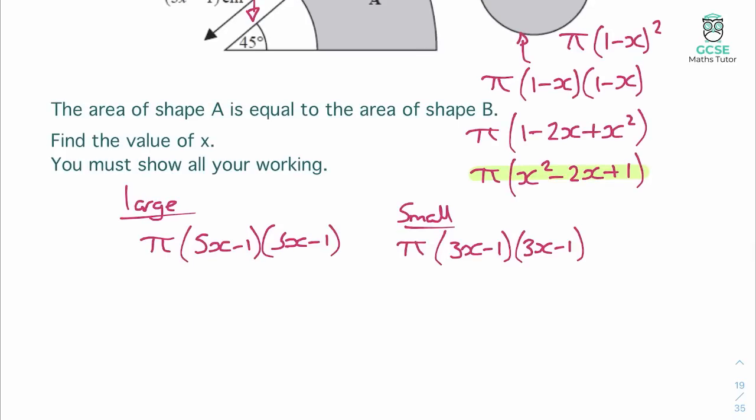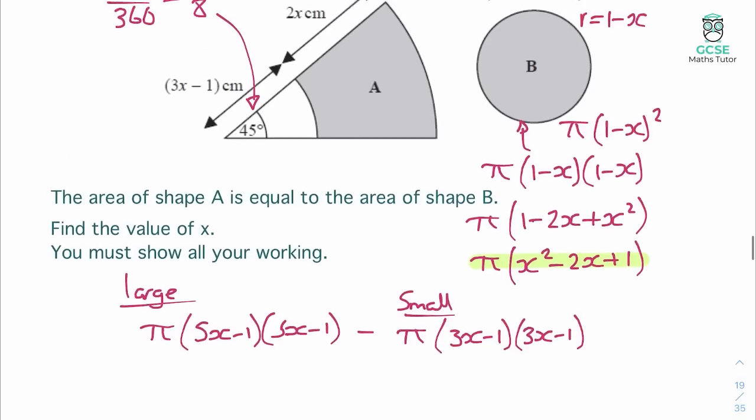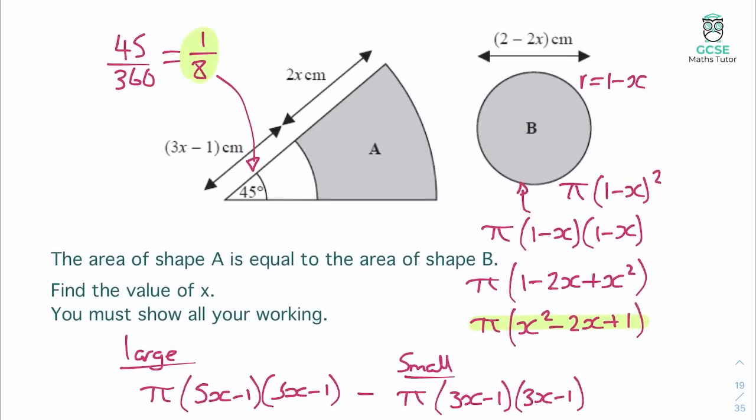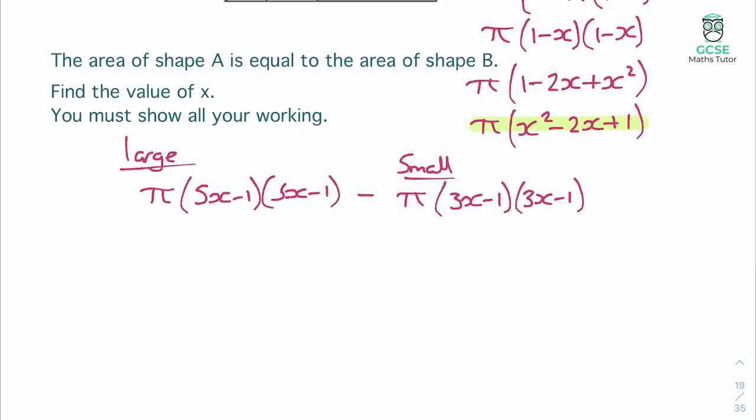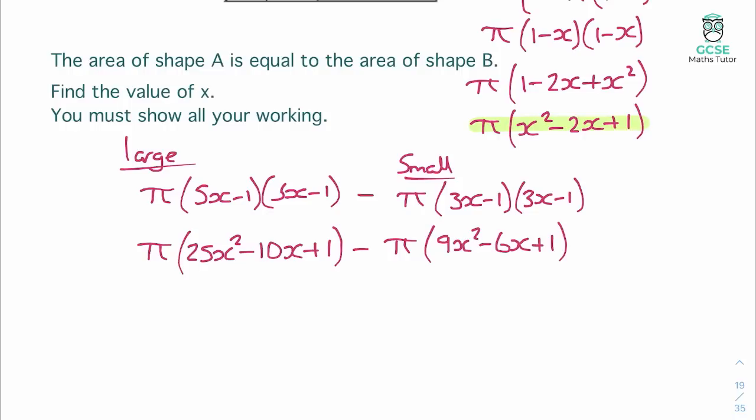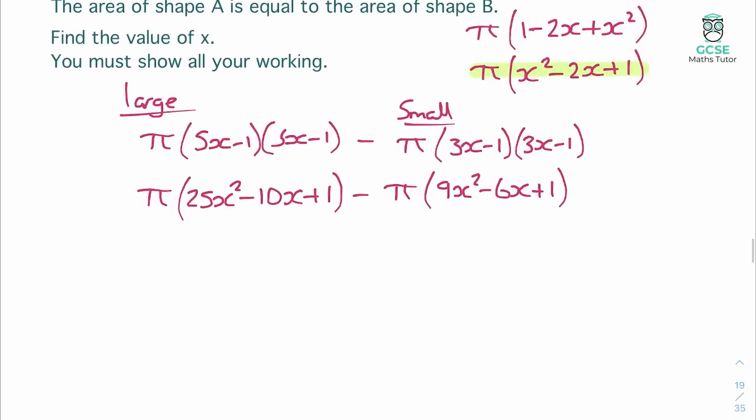Okay, so to get the shaded area, we need to take them away from one another. Then we'll worry about incorporating that 1/8 as well. That's going to be important. But we'll find the area as if it was a full circle to start with. So expanding these double brackets, we've got pi, 5x times 5x is 25x squared, 5x times minus 1 is minus 5x, another minus 5x, so minus 10x, negative 1 times negative 1 is positive 1, and we're going to take away pi lots of 3x times 3x is 9x squared, minus 3x would be minus 6x, and then plus 1. And again, you can obviously expand those double brackets a bit slower. I've done that a little bit quicker there.